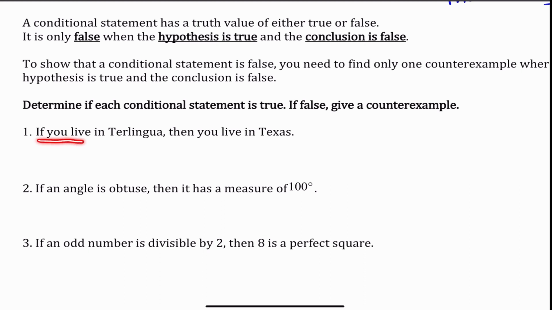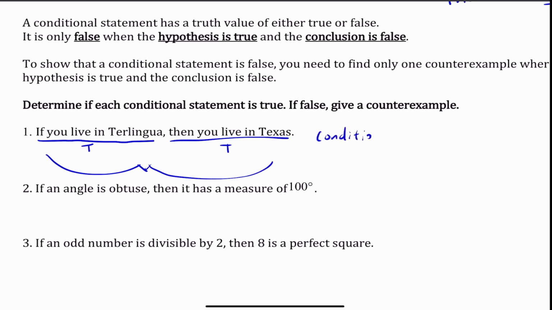So when we're taking a look at the hypothesis, it is almost always true. So there is a place called Terlingua, and does it imply that you live in Texas? So yes, we are going to assume that the hypothesis is true. Does it imply that you live in Texas? Yes. So that is also true. So if you have a hypothesis that is true and the conclusion is also true, that means that this conditional statement is true.